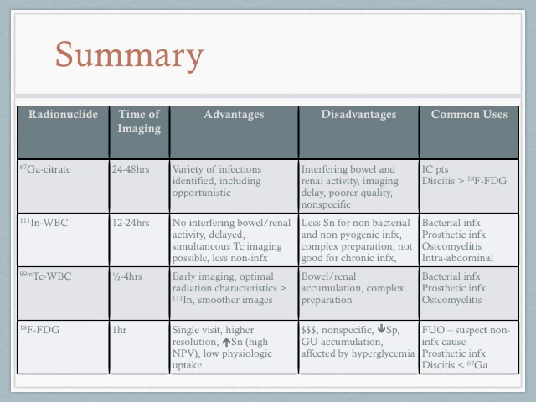So here's a summary with the advantages and disadvantages and the common uses for each of the radionuclides. I'll highlight just a few. The second column gives you the timeline when the scans are done. So the ones you can scan soonest after injection are the technetium and the fluorodeoxyglucose. I'll highlight some of the common uses.